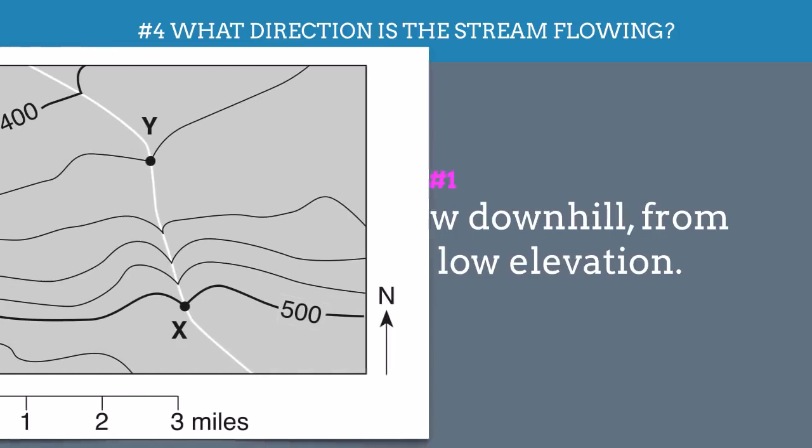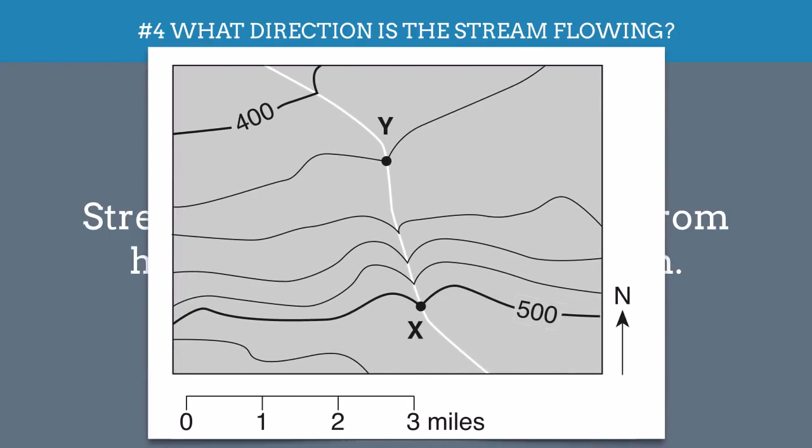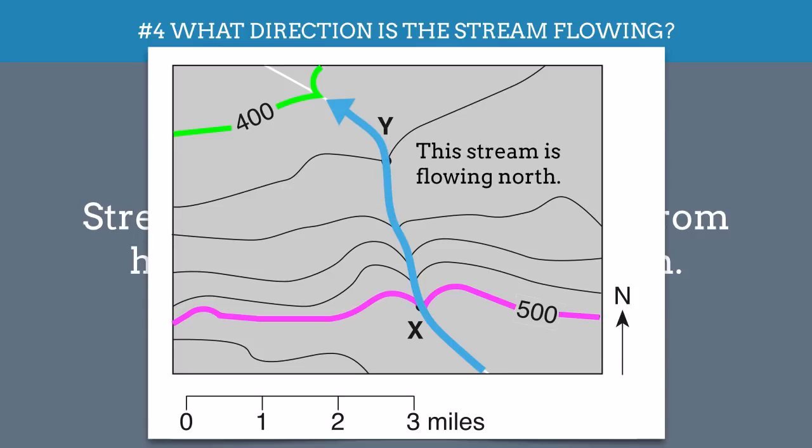Let me give you an example. Take a look at this map. You see I have this stream, this white line running kind of in the center of the map. I don't know if it's traveling north towards the top of the map or south towards the bottom. But what I do see is that there's a 500-foot contour line here and a 400-foot index contour over here. Now, what that means is that the river has to be going from the higher point to the lower point, or in other words, it's flowing like this, towards the north.